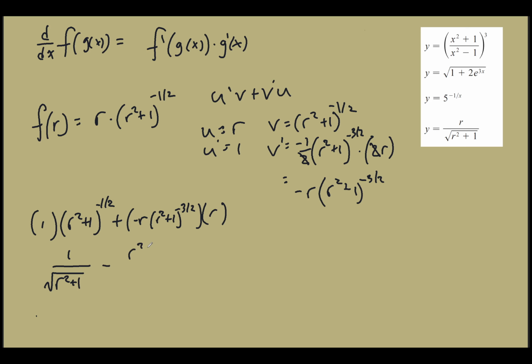Minus r squared over r squared plus 1 to the 3 halves. And what does the 3 halves mean? It's the same as saying it like this. I'm going to rewrite it for you. 1 over the square root of r squared plus 1, minus r squared over, this is important, r squared plus 1 cubed underneath the square root.